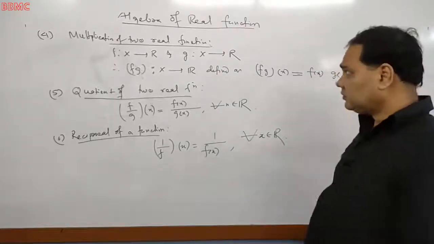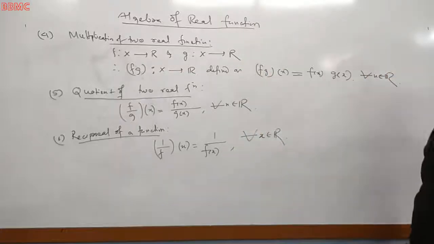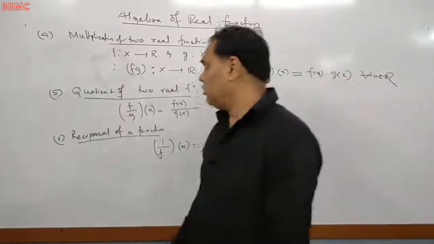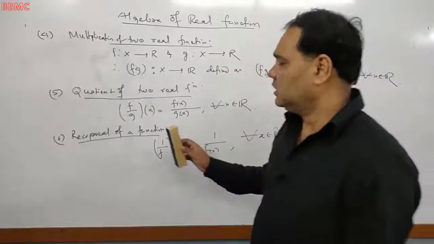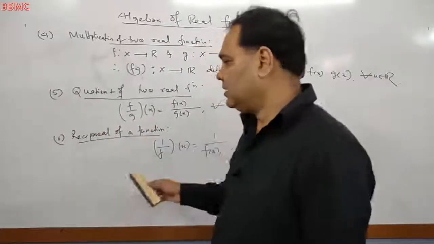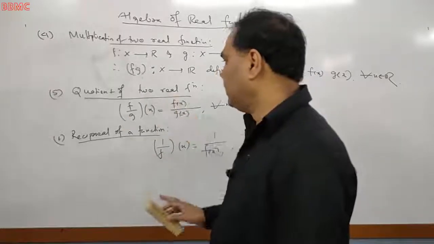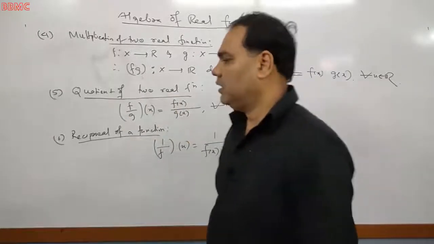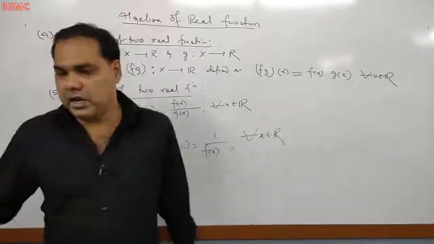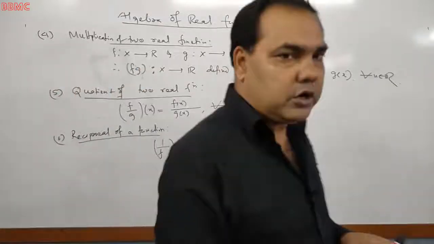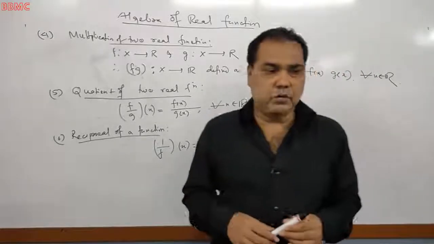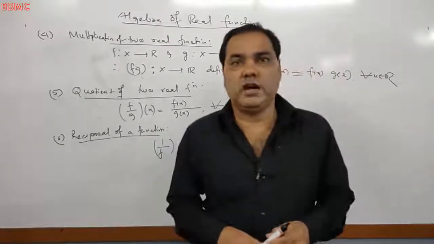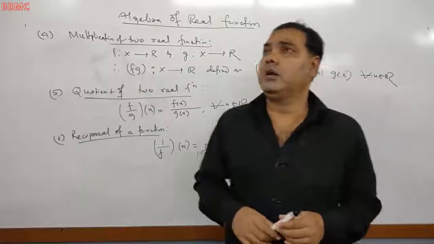It is defined as (1 by f)(x) is equal to 1 by f(x) for all values of x belongs to R. So in algebra of real functions, what did we discuss? Addition, subtraction, multiplication, functions multiplied by a scalar, then quotients of two real functions, reciprocals of a real function. So I have finished all the theoretical parts of functions. That is, we have discussed a very important topic, different types of functions and algebra of real functions.